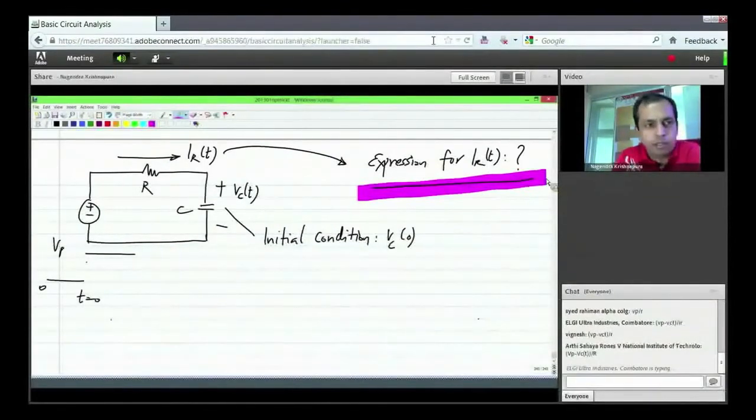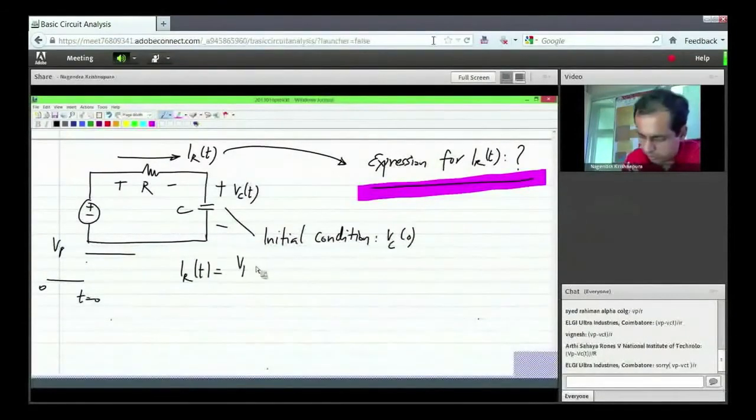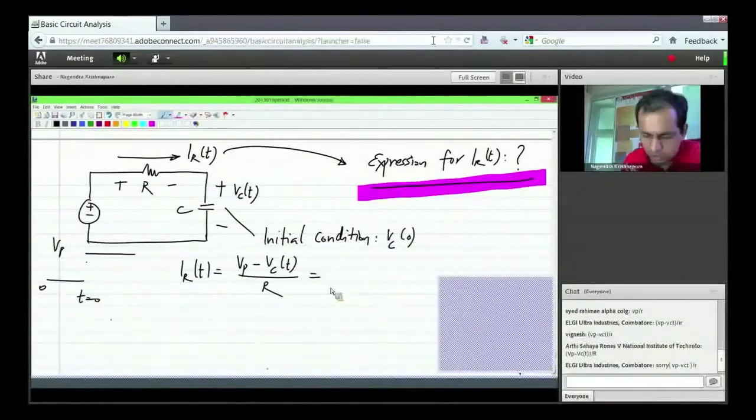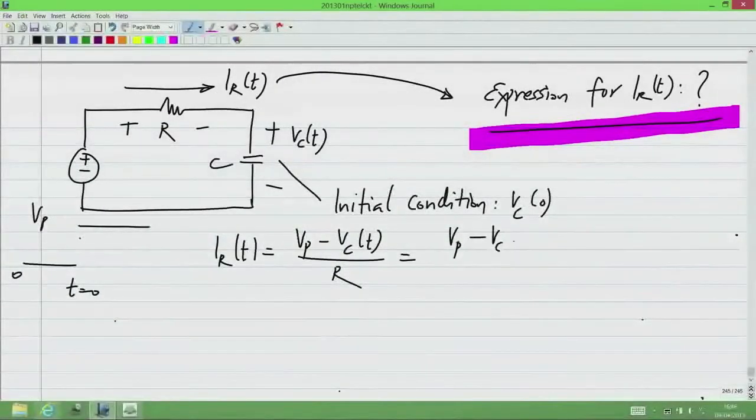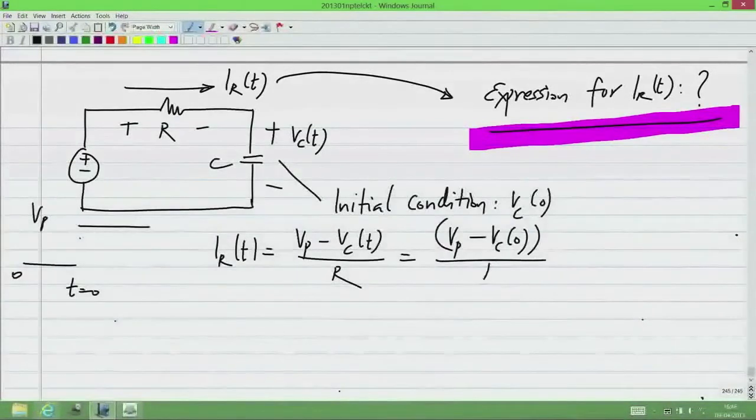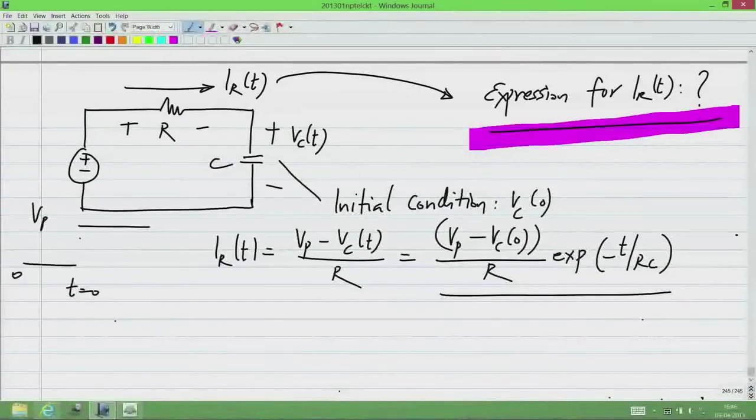Okay, I think there are a number of responses. Clearly, the voltage across the resistor is given by Vp minus Vc of t. Okay, so IR of t is Vp minus Vc of t divided by R, which in turn can be written as Vp minus Vc of 0 divided by R exponential minus t by Rc.